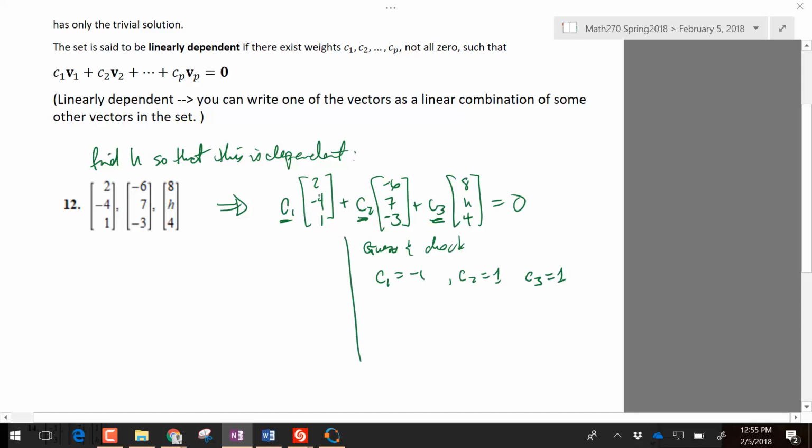So then that means we have -1, that's the C1. I'm looking at the second row, the middle components here. -1 times -4 plus C2, which is +1, times 7 plus C3, which is +1, times h is equal to 0. So we want to solve for h so that we can have this be dependent. So this is 4 plus 7 plus h is equal to 0. So h has to be equal to -11.